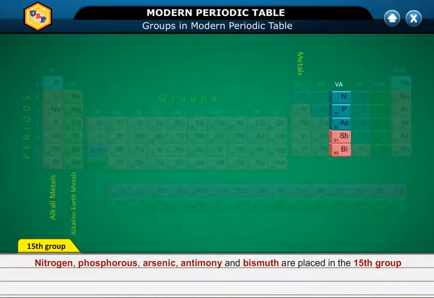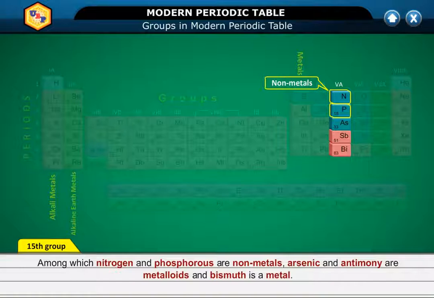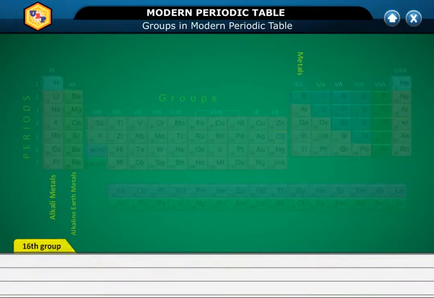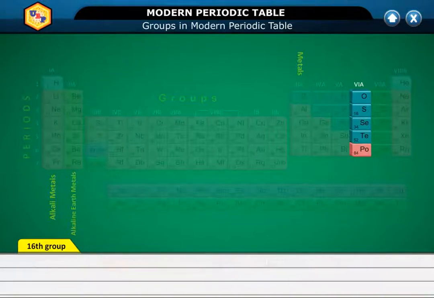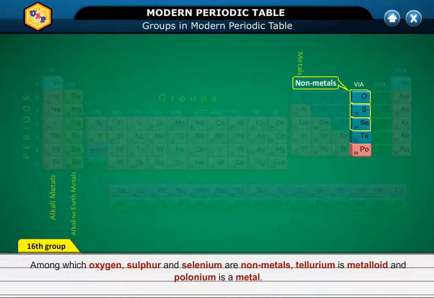15th group. Nitrogen, phosphorus, arsenic, antimony and bismuth are placed in the 15th group, among which nitrogen and phosphorus are nonmetals. Arsenic and antimony are metalloids, and bismuth is a metal. 16th group. Oxygen, sulfur, selenium, tellurium, and polonium are placed in this group, among which oxygen, sulfur, and selenium are nonmetals. Tellurium is a metalloid and polonium is a metal.